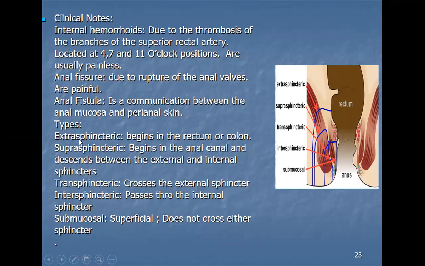Types: extrasphincteric, suprasphincteric, transsphincteric, intersphincteric, submucosal. All these we'll study again as different types. Here you can see the picture: submucosal, intersphincteric, transsphincteric, suprasphincteric, and extrasphincteric. If you are interested in this, you can ask me. If not, you'll study more of this in pathology as well as when you go to the clinical side. These are the different types of fistulas.